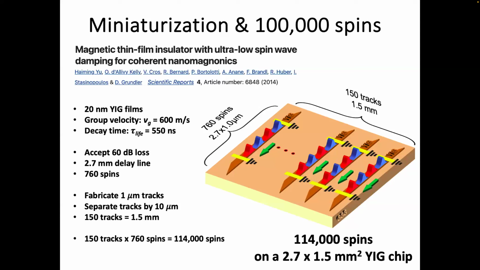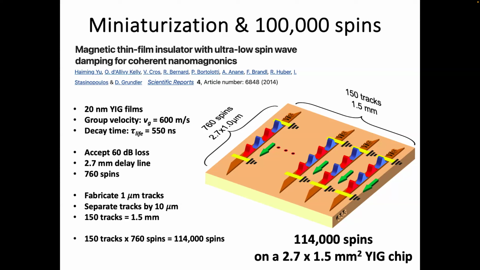A decay time of 550 nanoseconds, and let's say we can accept 60 dB of loss, which we can re-amplify. You have to do a little bit of design and calculations, but you will end up with the longest delay line you can use being 2.7 millimeters, and that can hold 760 spins in this case because the speed is so much lower. And in the first demonstration, we just had a film, so it was 5 by 10 millimeters or something like that. But even a 1 micron track is essentially macroscopic. So you will get the same type of spin wave propagation if you have a width of 5 millimeters or if you have a width of a micron.